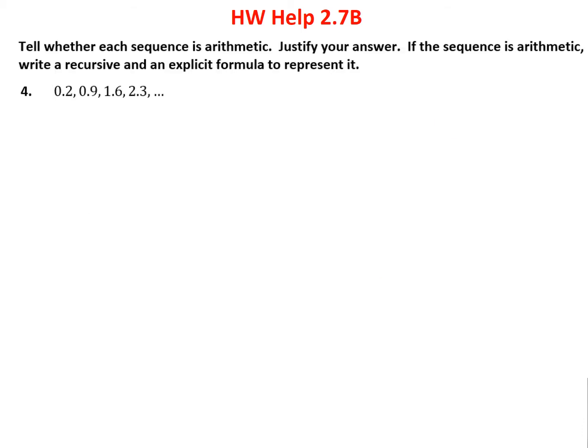First of all, to find out whether it's arithmetic, we just need to find out if there's a common difference. So let's look here. From 0 to 0.9, it goes up plus 0.7. From 0.9 to 1.6, it goes up 0.7 again, and from here it goes up 0.7. So yes, this is arithmetic.